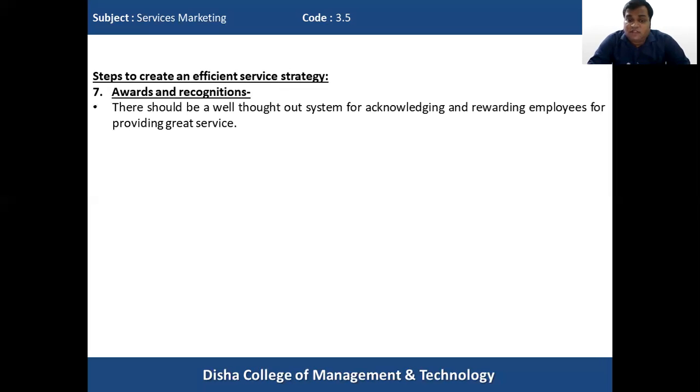So there should be a well thought out process or system for acknowledging and rewarding employees for providing great service. A proper system has to be put in place which acknowledges and rewards the employees that provide great service to the customers. Because if this is done, then the other employees will be interested to work better and to provide better services to the customers. So this proper system should be there for acknowledging and rewarding those employees that provide the best and great service to the customers.